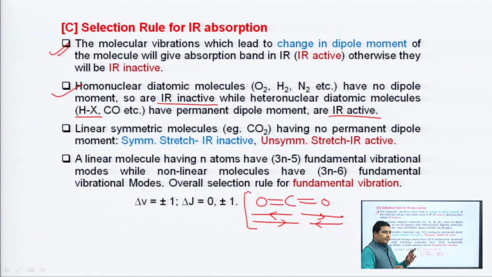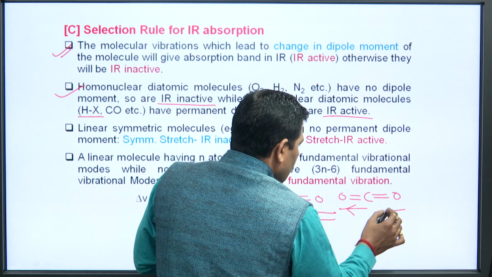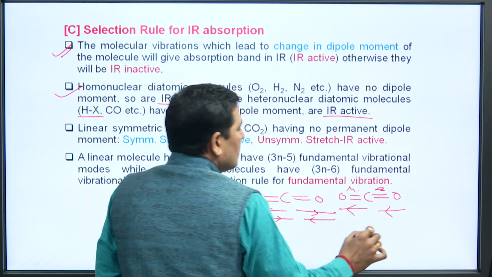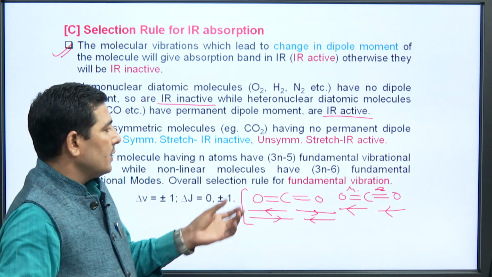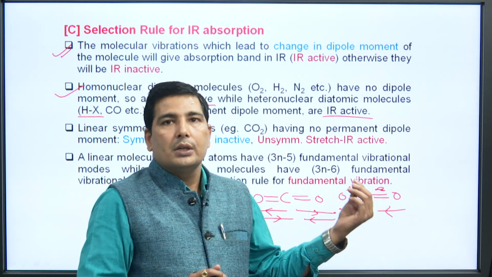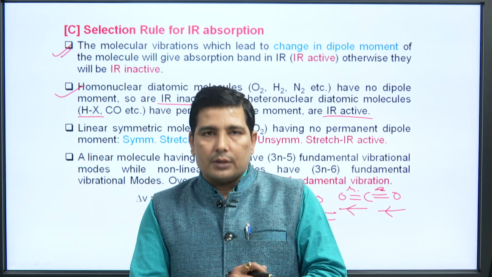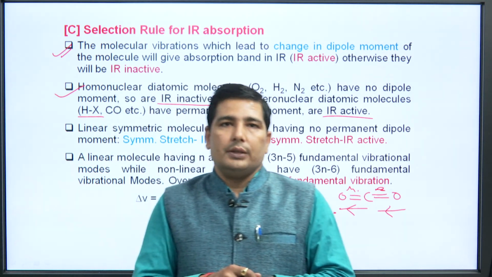But if we make unsymmetrical stretching in C double bond O, one of the bonds is pulled outside, and the other is pulled inside. So the bond dipole moments will not cancel, and it will lead to a change in dipole moment. That is why unsymmetrical stretching in CO2 will be IR active, and symmetrical stretching in CO2 will be IR inactive.